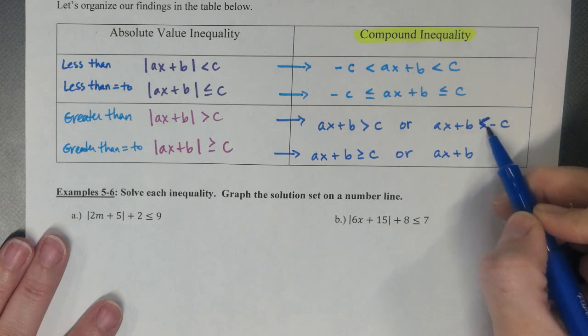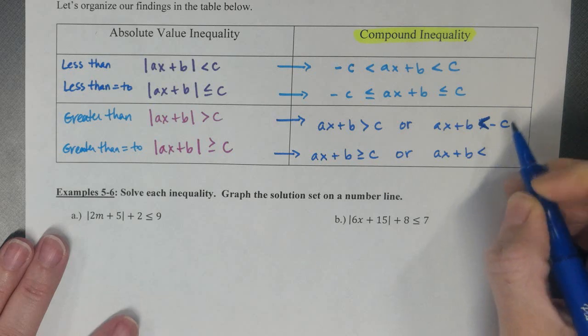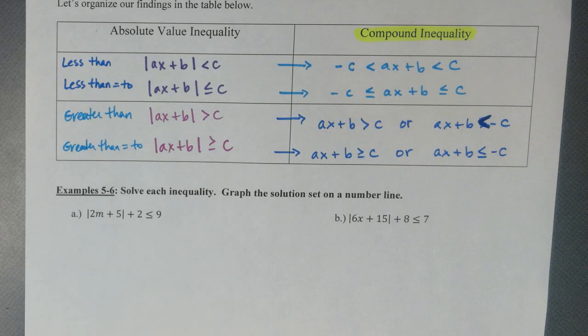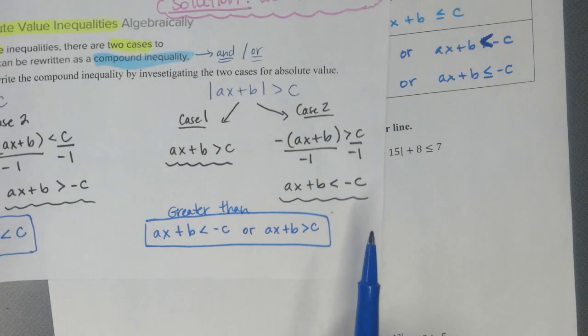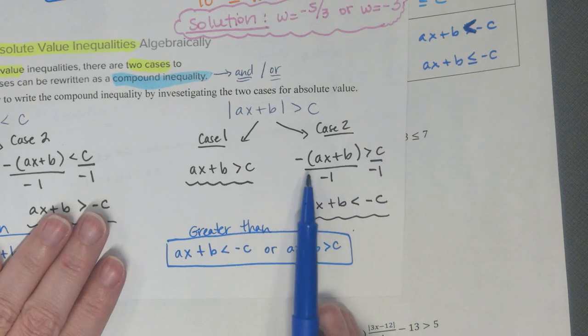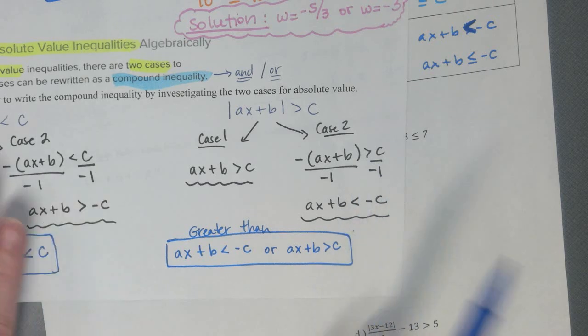This should be flipped, sorry. Yeah, this sign, so just check yours here. Remember, it flips because when you're dividing by that negative, the sign is going to flip. In order to get this case, we had to divide by the negative. That's why the sign's going to flip.